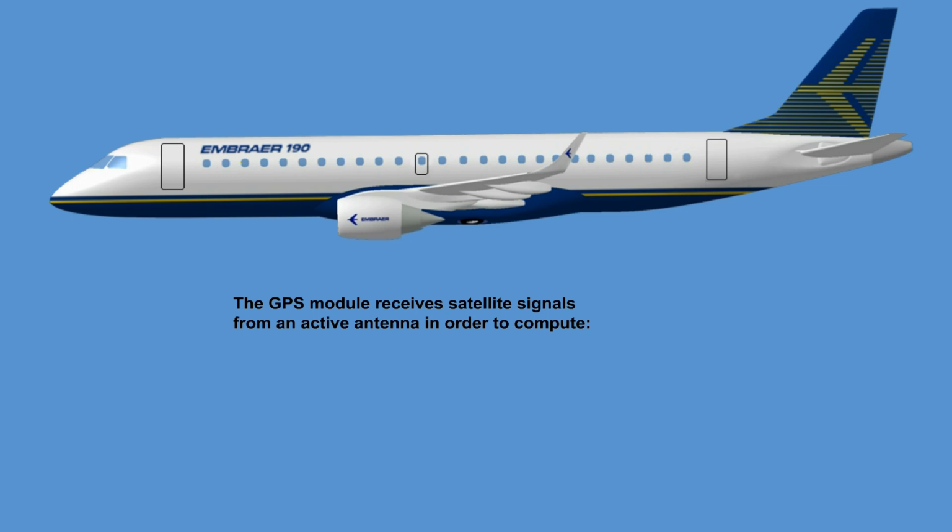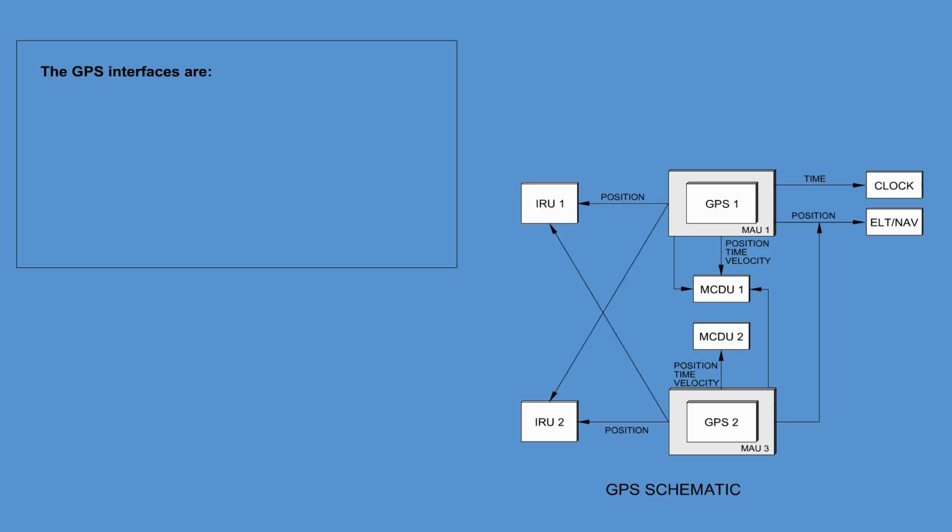The GPS module receives satellite signals from an active antenna in order to compute airplane position, velocity, and time. The GPS interfaces are the clock, the optional ELT navigation unit, the IRS, the EGPWS, the FMS, the CMC, and the master warning function receives signals to display the GPS CAS messages.